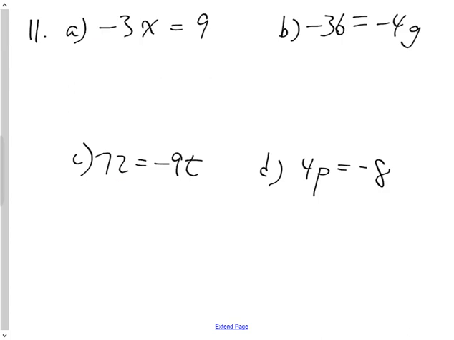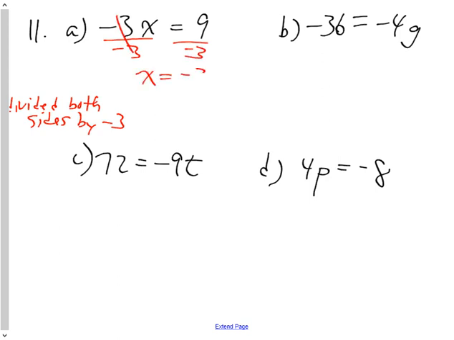Okay, question 11 is so easy because it says, what number would you divide both sides by of the equation to solve it? Now remember, our goal is to get the variable by itself. That's called isolating the variable. So because this says negative 3 multiplied by x, we want to use the opposite operation to both sides. So here, we're actually going to divide both sides by negative 3.